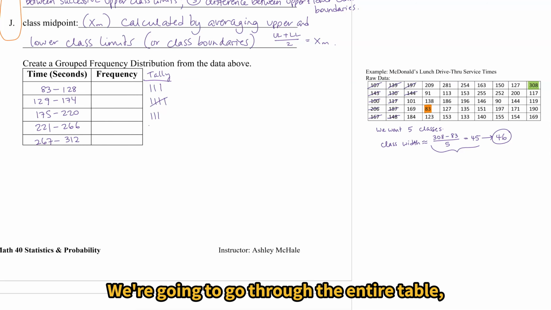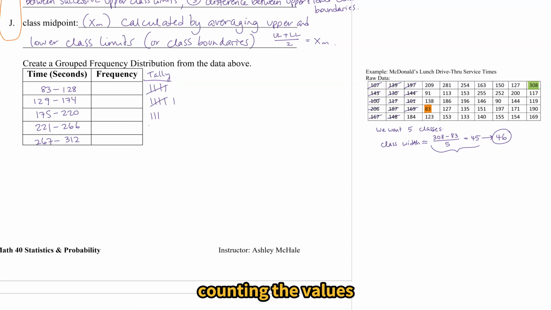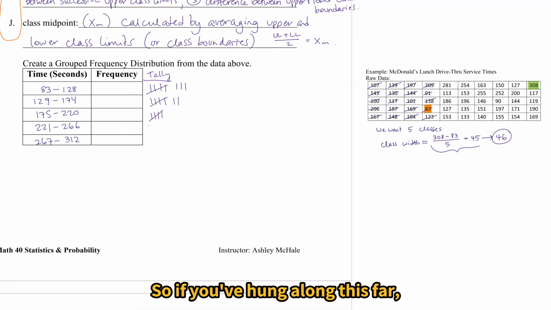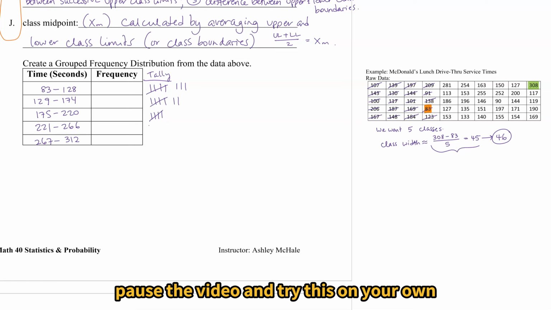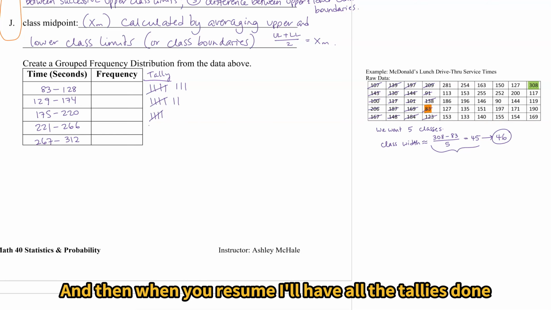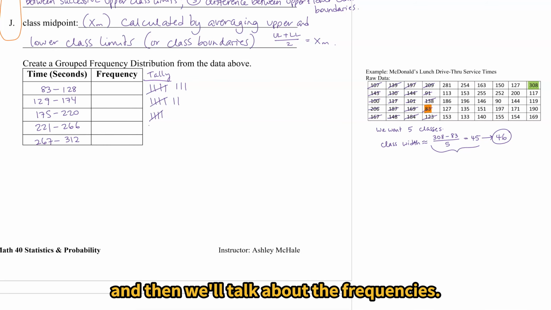And we're going to go through the entire table, counting the values and putting them in the places where they go. So if you've hung along this far, pause the video and try this on your own. See if you can finish out the table and tallying in the different spots for our different classes. And then when you resume, I'll have all the tallies done, and then we'll talk about the frequencies.